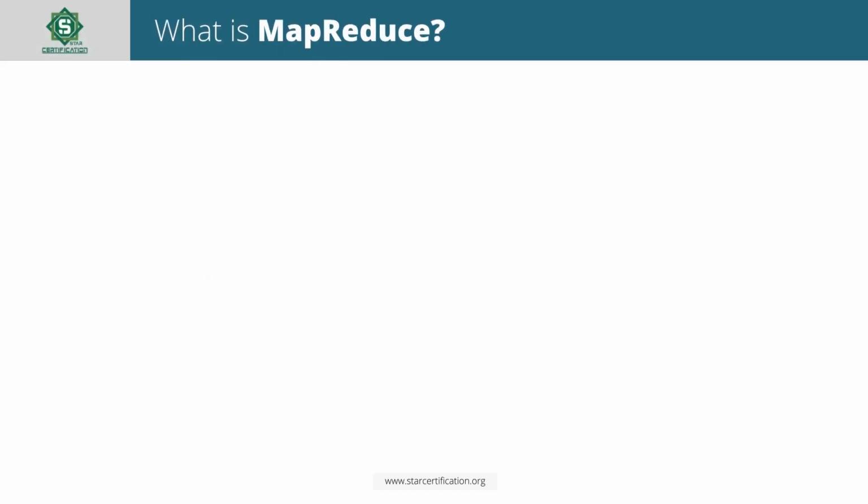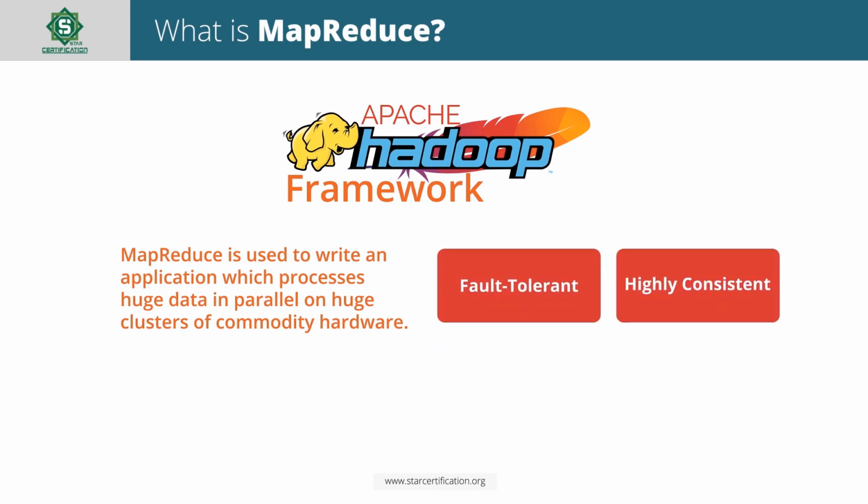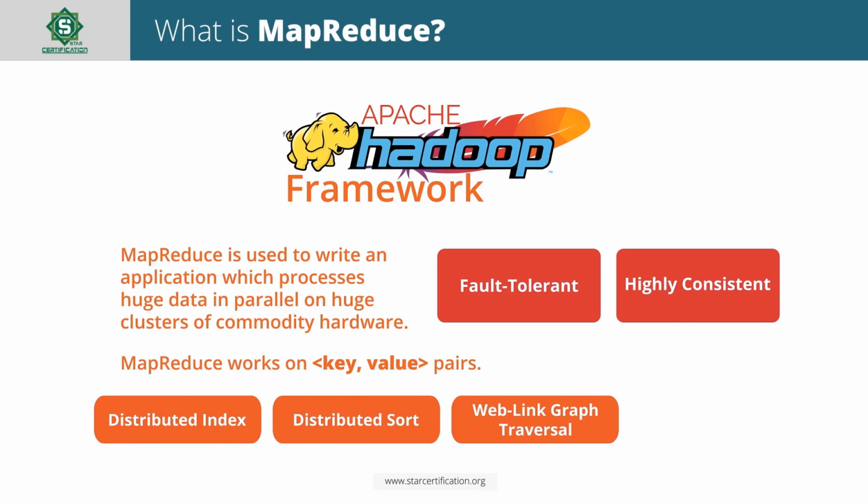What is MapReduce? It is a framework for Hadoop. MapReduce is used to write an application which processes huge data in parallel on huge clusters of commodity hardware. It is fault-tolerant and highly consistent. MapReduce works on key-value pairs. Examples of MapReduce uses are distributed index, distributed sort, web-link graph traversal, and machine learning.